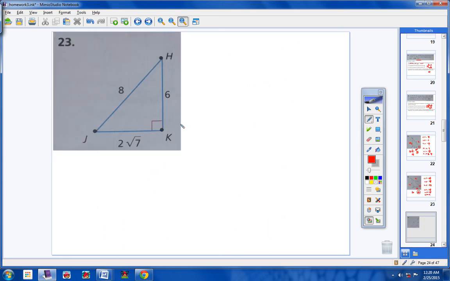Number 23. Let's see what we have here. Okay, we will find J first. So this is my opposite side, this is my hypotenuse side, and this is my adjacent side here. Okay, so we're going to do sine of J, cosine of J, and tangent of J.